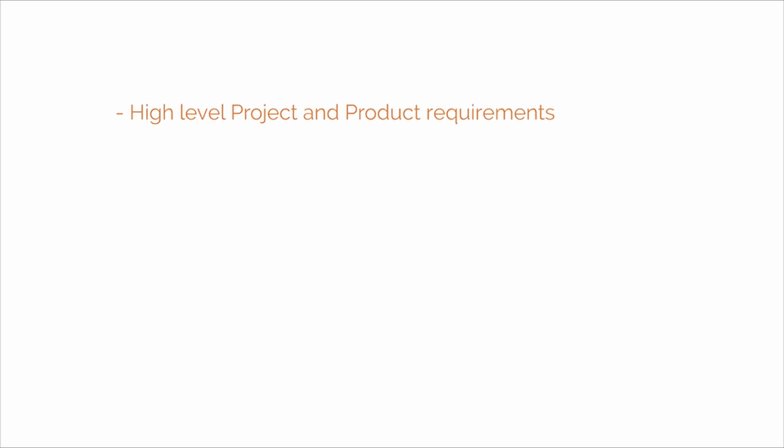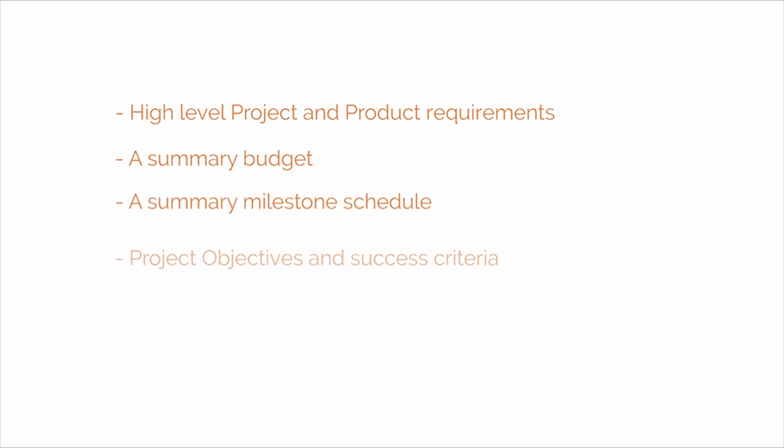High-level project and product requirements. Do we need a school? School for 500 students. A summary budget, for instance, $10 million. A summary milestone schedule, 2 years. Project objectives and success criteria. How will we know what we have achieved or what we have set out to achieve? An increase in the number of students that become educated and graduate from school. Greater levels of partnership with community organizations.